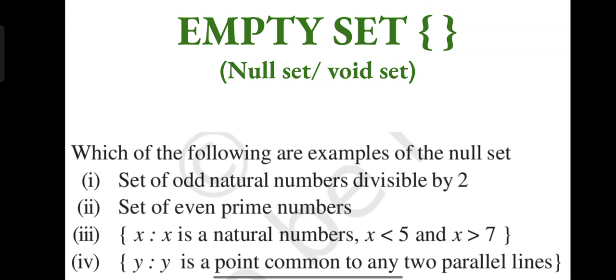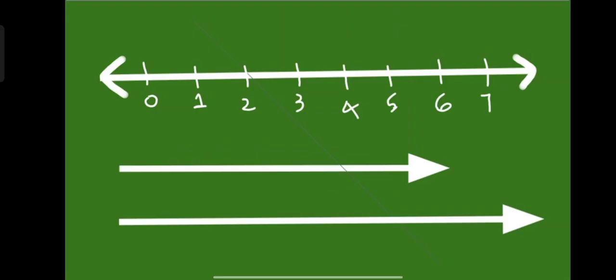Sorry, empty set. It is a null set. In other words, it is a void set. And the next one is set of all y such that y is a point common to any two parallel lines. Okay, so I have represented a pair of parallel lines here. These two lines are parallel. What does the term parallel mean?